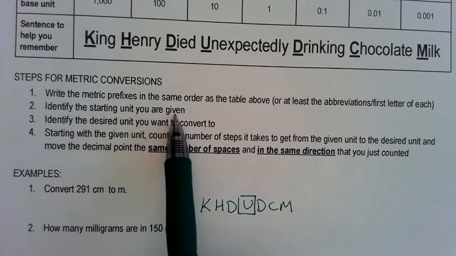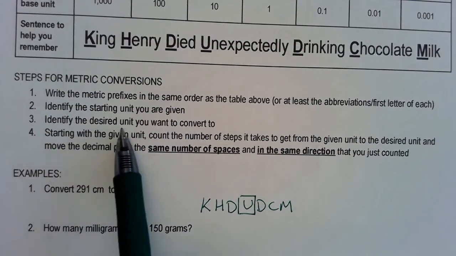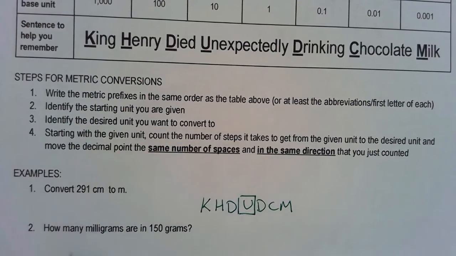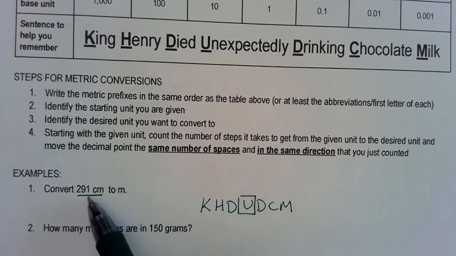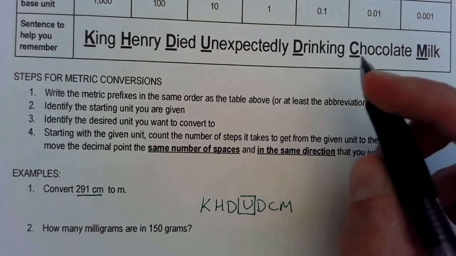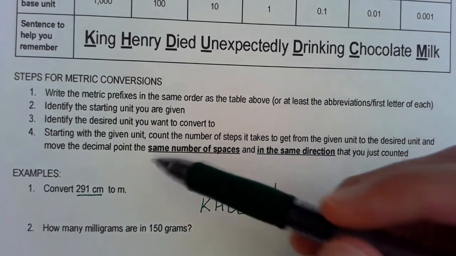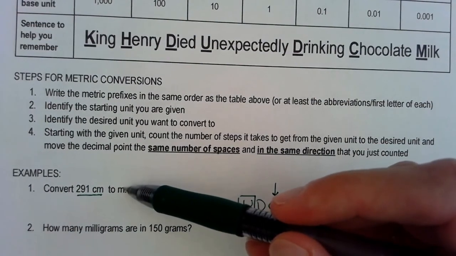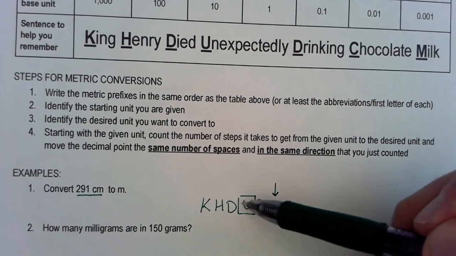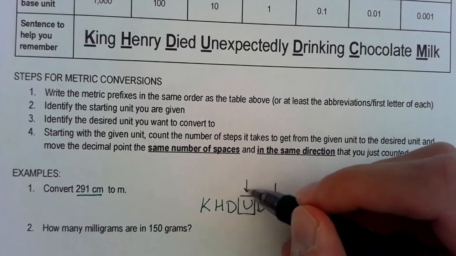2, identify the starting unit you're given. 3, identify the desired unit you want to convert to. So here we go. It says convert 291 centimeters to meters. This is what we're starting with. That's pretty much always the one that actually has a number next to it. We're trying to go to meters. So we are starting at centimeters. So C for centi is right here. We're ending at meters. So meters is the base unit. That means it's right in the center here.